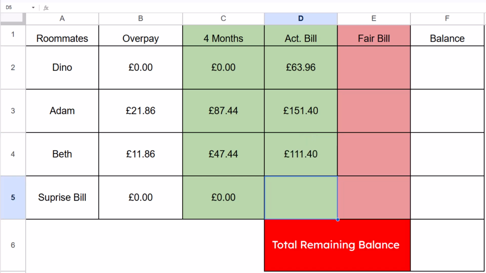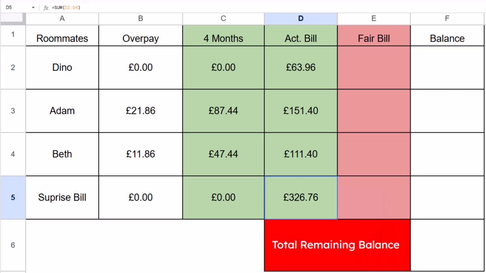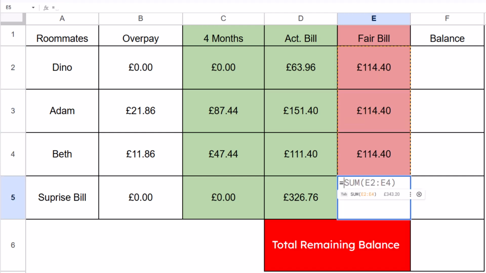And in our surprise bill column, we're just going to sum up everything above it, and it comes out to that $326.76. Now in our fair bill column, that's where we're going to do if it was fairly broken up. So everybody's paying their equal third part, which it just comes out to $114.40. And then once again, we'll end up summing all of those up.